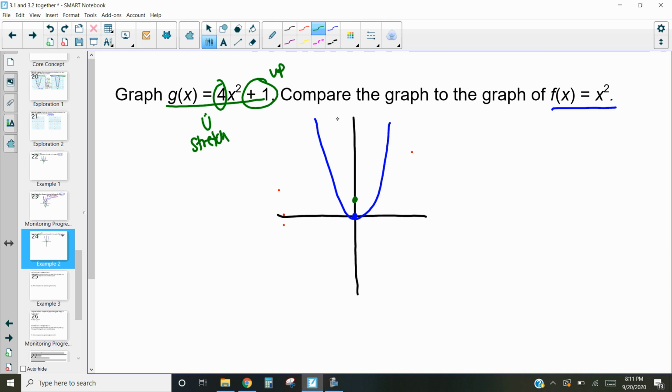And I know that this is going to be thinner than it was before. So this 4x plus 1 is actually going to look something like this. Now that's not precise. I don't have measurements drawn on my axes, but as a rough sketch of a graph, this is kind of what we're looking at. Something that has a vertical stretch, so it's going to get thinner. So that vertical stretch, it's going to open up, and it's going to be shifted up 1.